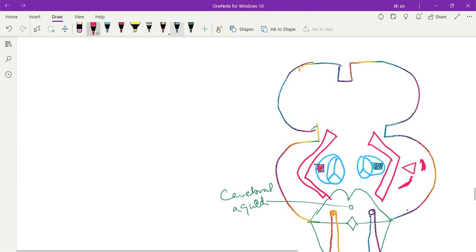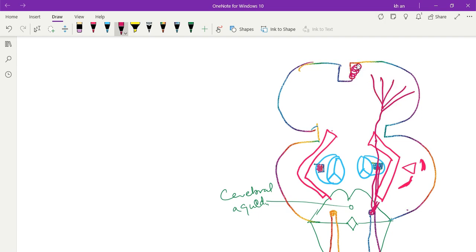Now let's take this with us. What will happen is this pathway, the medial lemniscus system, will go directly into the ventro-posterior lateral nucleus of the thalamus. From there, they will insert into the posterior aspect of the internal capsule, and then form the corona radiata, and from the corona radiata they will insert into the sensory cortex.